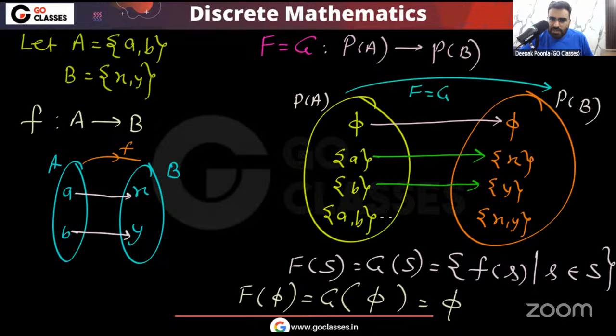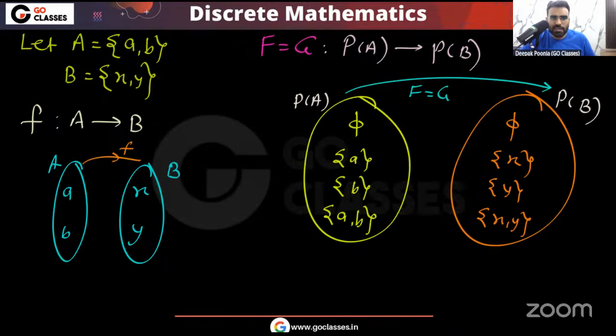Okay, and where will this AB map? So here for each element you will find its small f image. You can see the small f image of A is x, and the small f image of B is y. So you can see that it will map to xy. Very simple. I hope you understood. So this is just one example that we have taken.